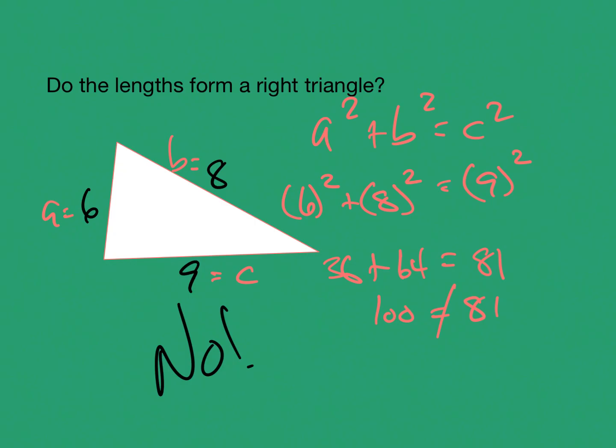If they do, then that needs to end up being a true statement. A squared plus B squared does indeed need to equal C squared. It does not. But that's the first thing they're going to ask you to do today: test three numbers to see if those numbers qualify as right triangle values. Biggest number is going to be your C. Your other two numbers are going to be A and B. Doesn't matter which one's which.